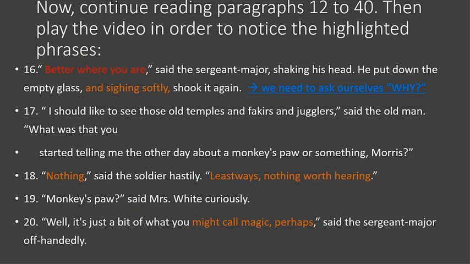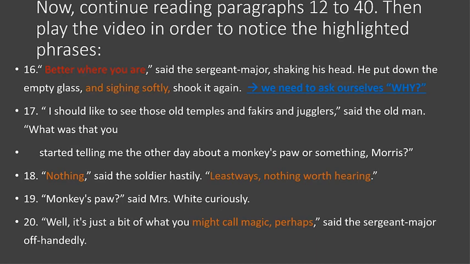Having read the previous paragraphs, we notice that as Major Morris tells about his experience in India, the old man, Mr. White, feels eager and excited about going to India himself. But the Major tells him, better where you are, and he sighs softly. Here we need to ask ourselves, why doesn't Major Morris welcome the idea of Mr. White visiting India? Mr. White says, I should like to see those old temples and fakirs and the jugglers.